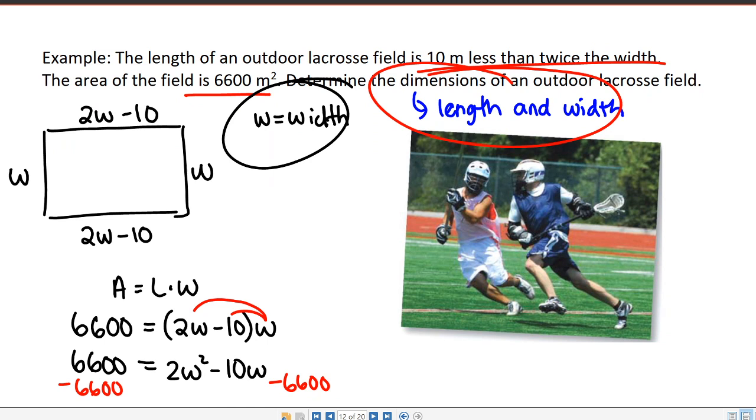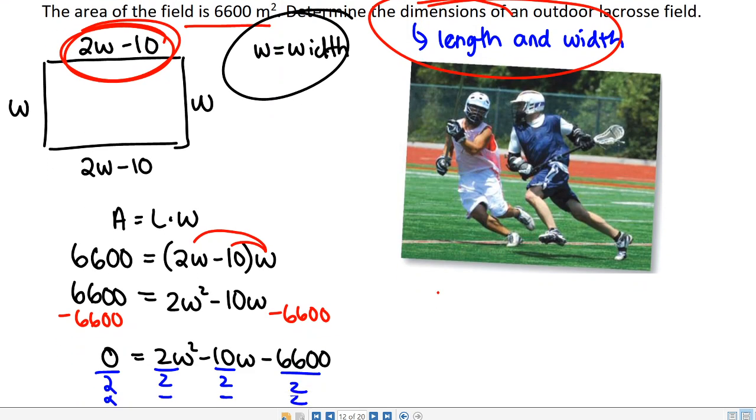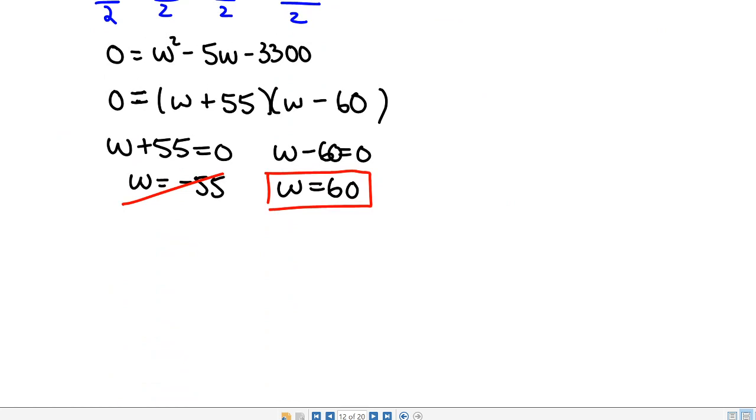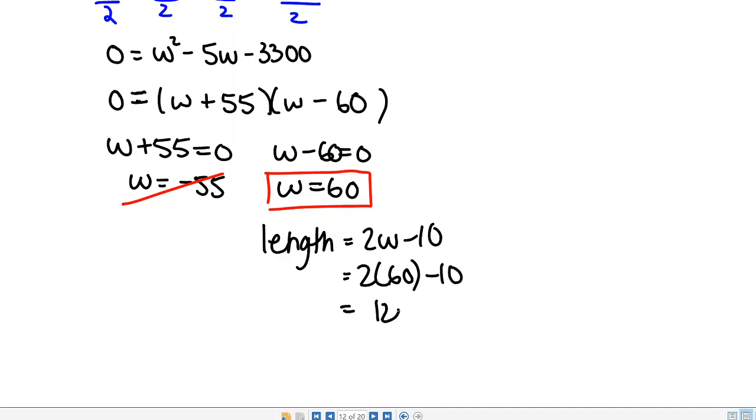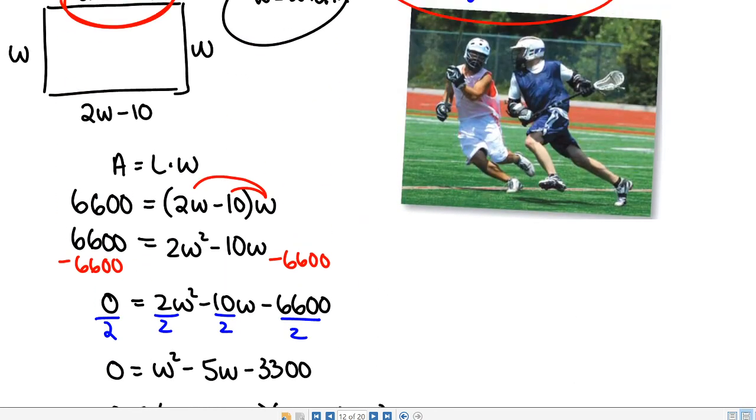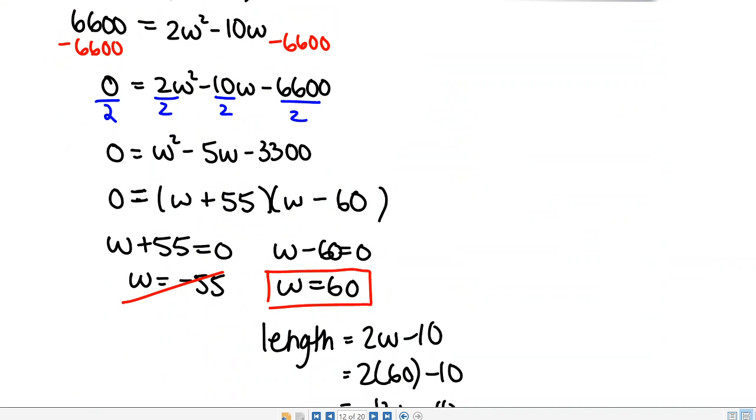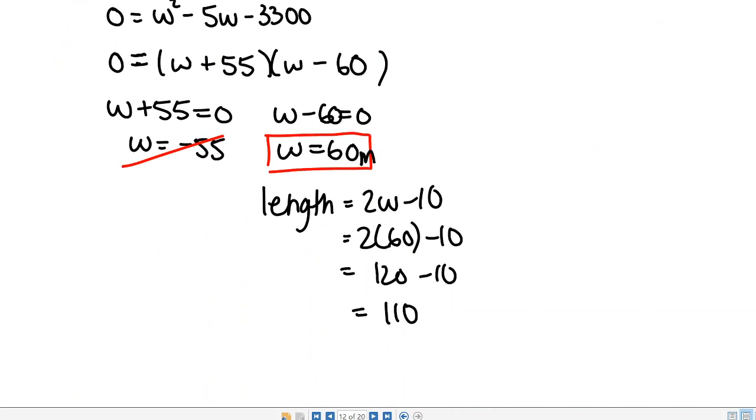So remember we said that was length and width. We know the width is 60, we need to find the length. So we can take this equation, the 2W minus 10, to find the length. So length is 2W minus 10. So 2 times 60 minus 10. So it is 110. And our units were meters, so we should just throw our units on these as well. So it's 60 meters by 110 meters.